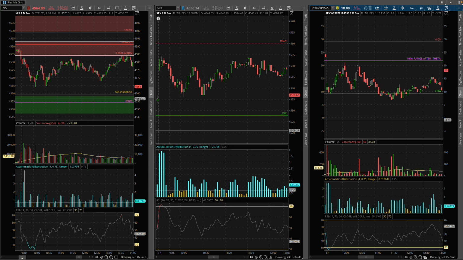All right, so the three things that we use today to place this trade: we use the ES, which is the S&P 500 futures; we use the SPX, which is the S&P 500 index; and we use an SPX put option contract to place this trade.